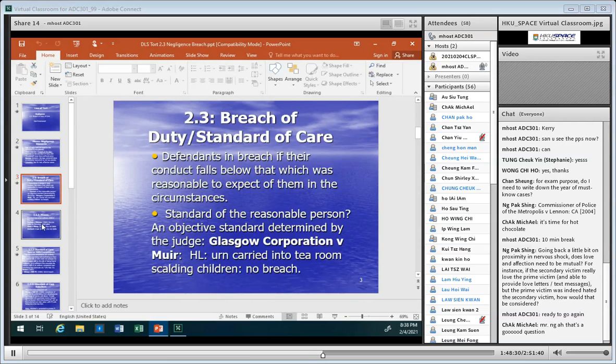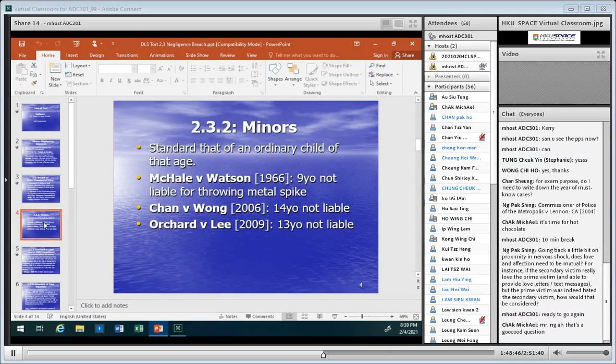But what we do take away from Glasgow and Muir is that the standard of care changes. It varies from case to case. There is a notable exception to that, and we're coming up to it in a moment. First of all, let's have a look at minors, children under the age of 18. What is the standard of care for children? Well, the courts will say it's that of an ordinary child of that age.